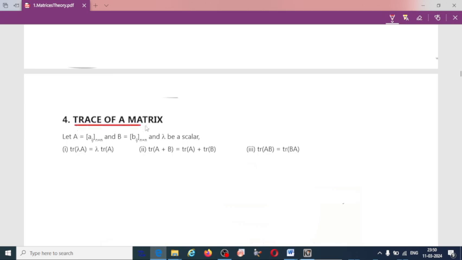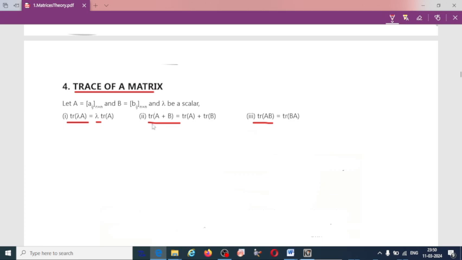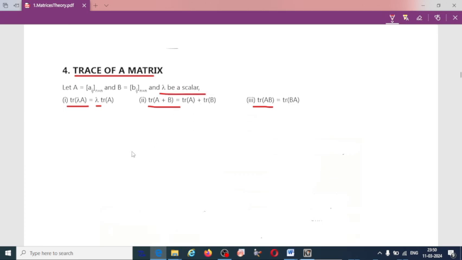So trace of the matrix, as I said, is the sum of the diagonal elements, and there are some rules you should remember for trace of the matrix. First one, trace of lambda A is equal to lambda trace A. Here lambda is a scalar. Trace of A plus B is equal to trace of A plus trace of B, like that, trace of AB.